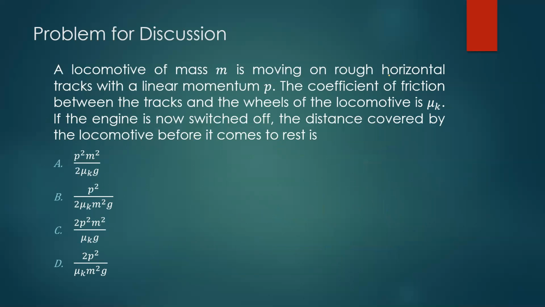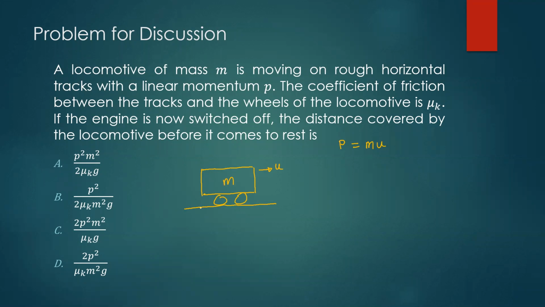Okay, so take a look at this problem. The problem says you have a locomotive which is moving with linear momentum p. Let's just imagine that this is the locomotive, and let's say the mass is m. The linear momentum is p. We'll just take some velocity u. So p, I can say, is m into u.